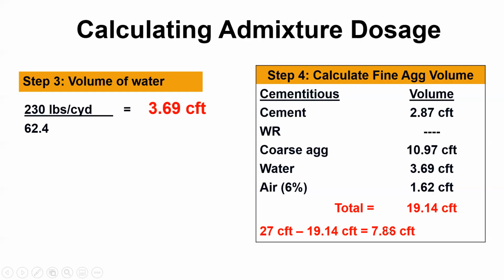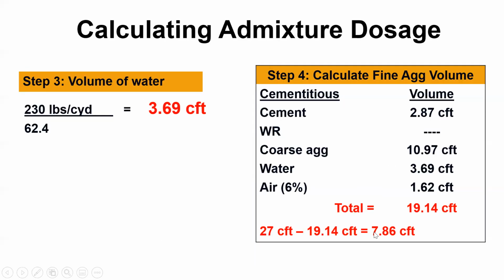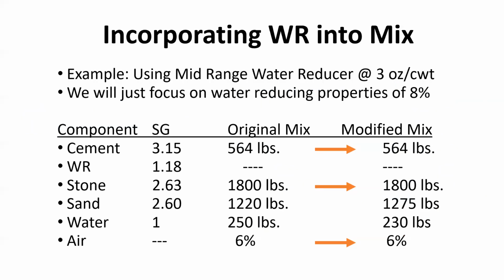So you can go back and do your calculations for weight of your fine aggregate would be 7.86 times the specific gravity of the sand, which is 2.6, times 62.4, which gives you 1275.